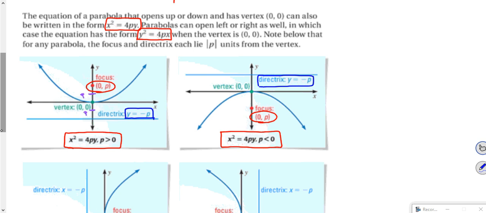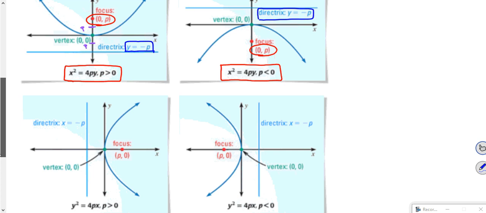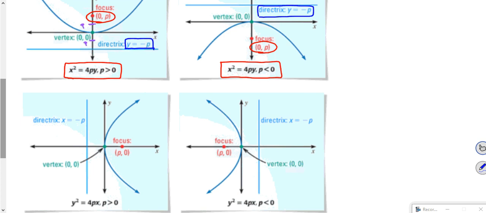Now, parabolas pointing left and right. These are the ones that have y squared. Y squared equals 4px. If p is greater than 0, it points to the right. Again, your focus now, instead of being (0, p), is (p, 0), because your focus is now going to be on your x-axis.